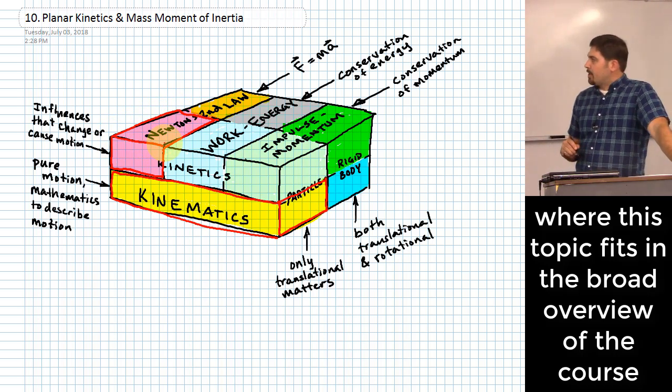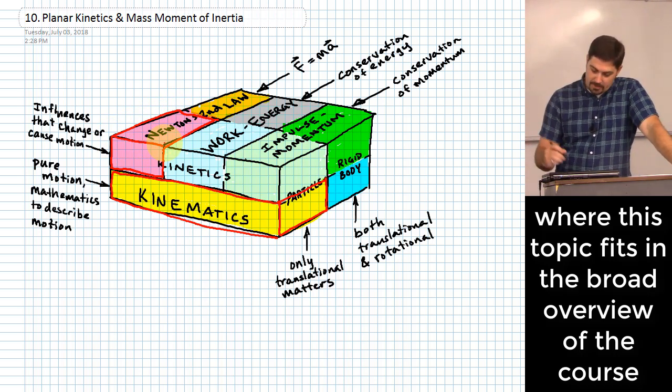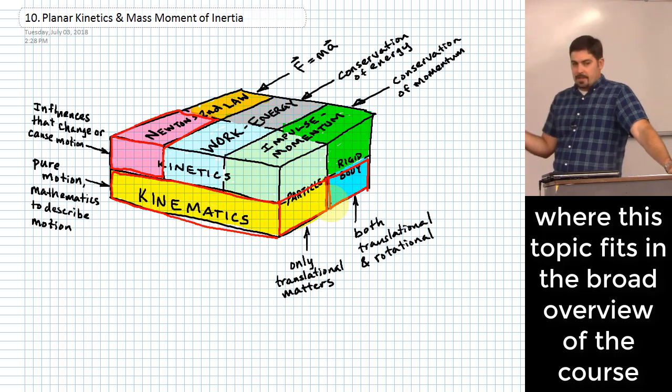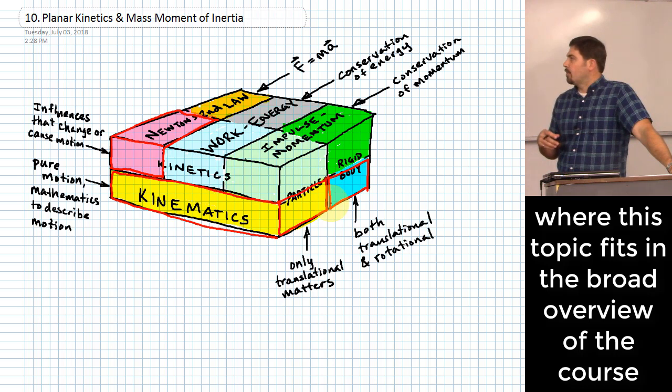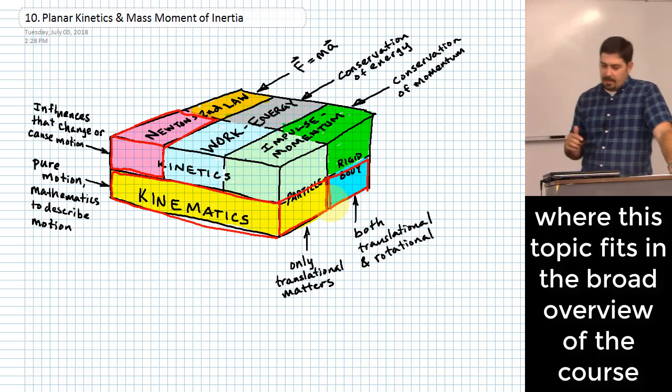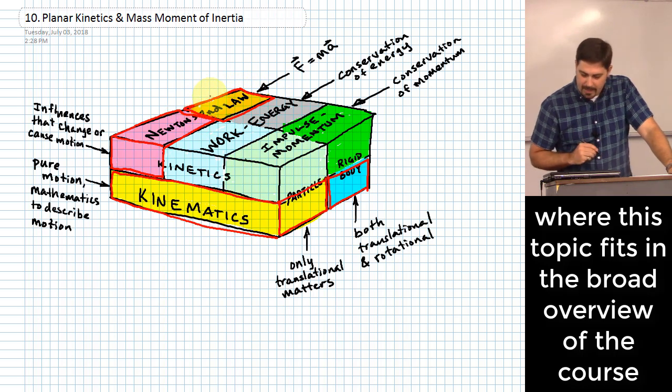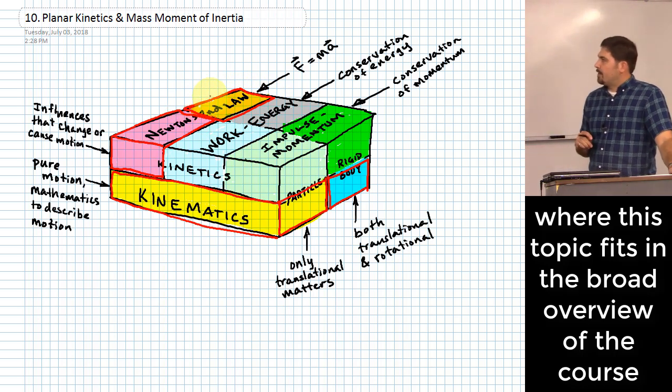The next thing that we looked at was how to transition into describing motion for bodies that are larger than particles. We had to deal with both translational effects as well as rotational effects once the body got larger. And what we're going to add today is looking at influences that cause motion for those larger bodies. So we're dealing with that little block up there in the very back.